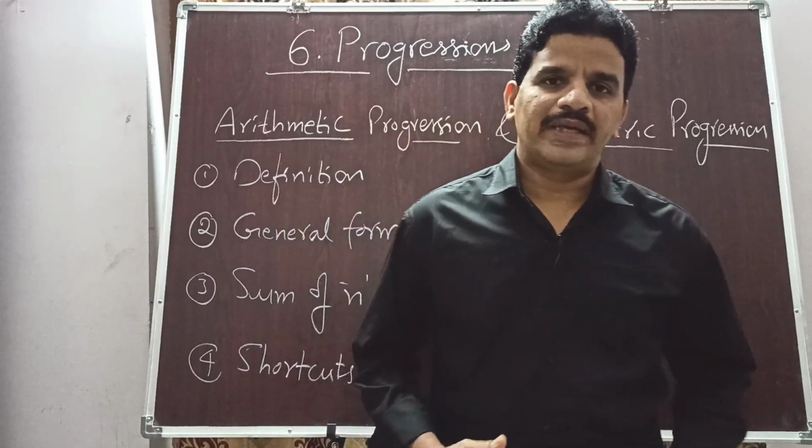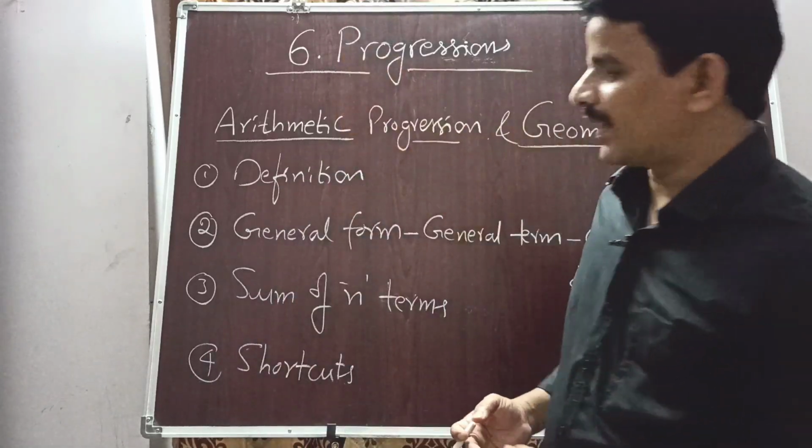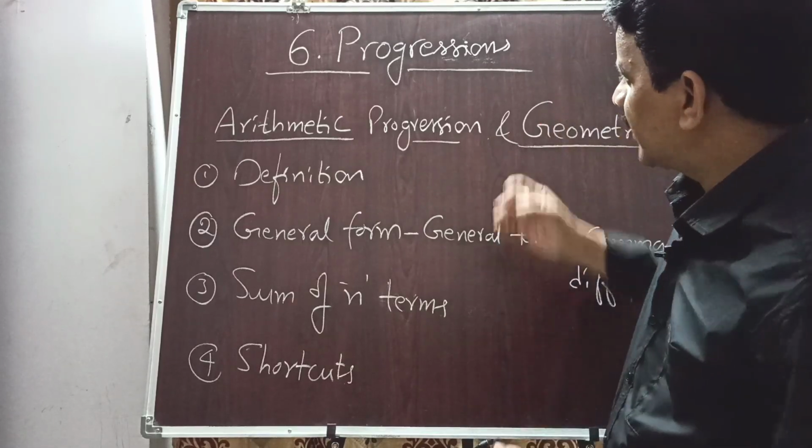In the journey of AP and TS POLYCET-2020, we completed 5 chapters in mathematics. Now we are at 6th chapter, progressions.